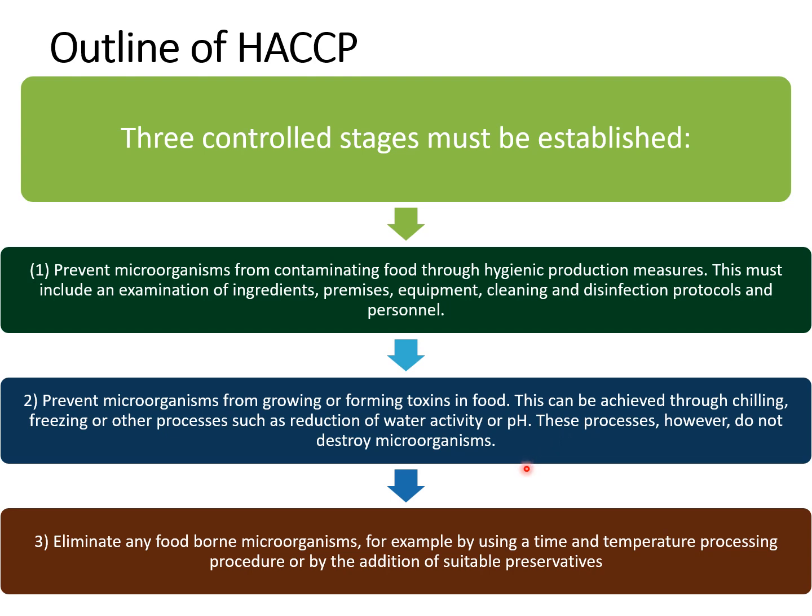Next one is eliminate any of the foodborne microorganisms. Say for example, you can go for sterilization methods, time and temperature processing methods, or by addition of some preservatives also, you can ensure that HACCP is maintained, that is, the three control stages for preventing foodborne pathogen growth are maintained.